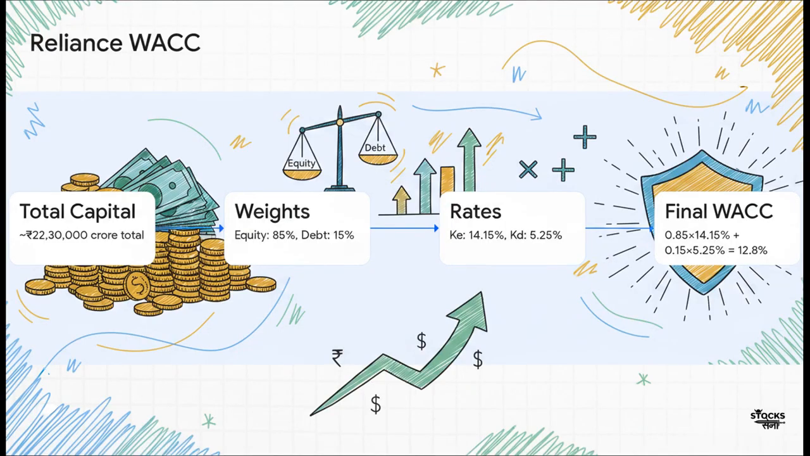Their total capital is a massive 22.3 lakh crore. Based on market values, they're funded by roughly 85% equity and 15% debt. From our previous math, we know their cost of equity is 14.15% and their after-tax cost of debt is 5.25%. So we just multiply the weights by the rates, 85% times 14.15% plus 15% times 5.25%, and boom, we arrive at a master WACC of 12.8%. This right here is the magic number. It literally means Reliance's future projects need to generate at least a 12.8% return just to create value.